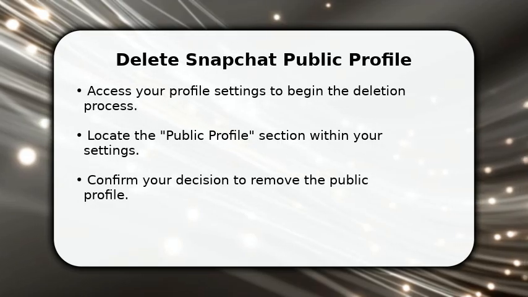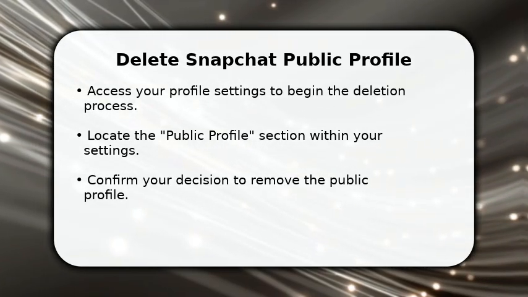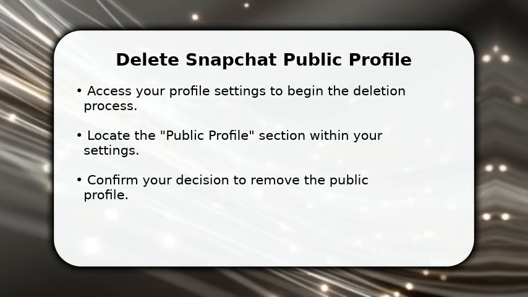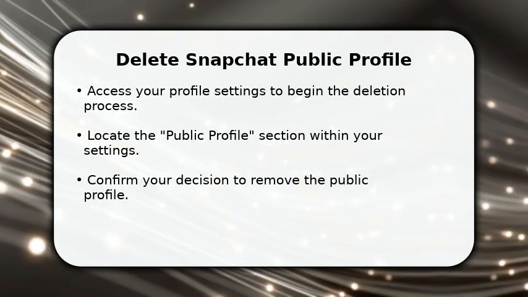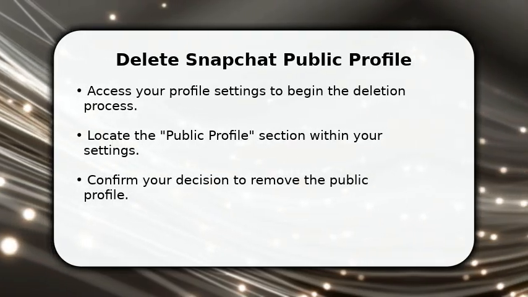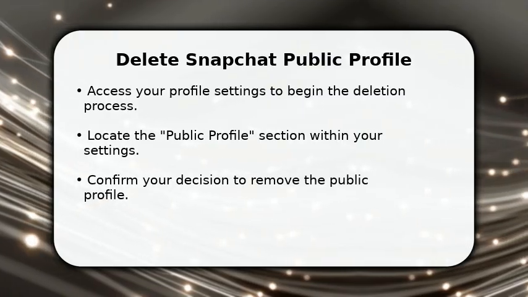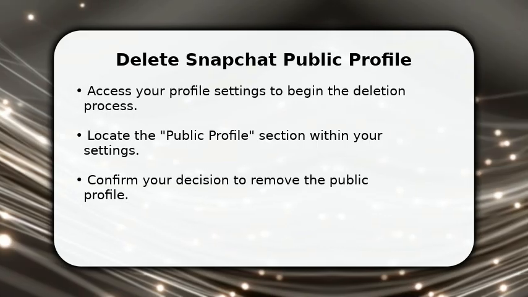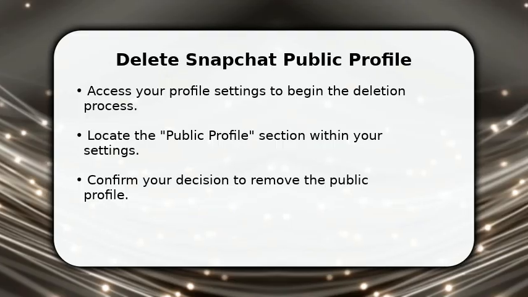Enjoy the video. In this video, I will explain how to delete your public profile on Snapchat. First, open the Snapchat app and navigate to your profile screen. You'll then need to tap on the gear icon to access your settings. From there, scroll down until you find the section related to public profiles. This is where you'll initiate the removal of your public presence.